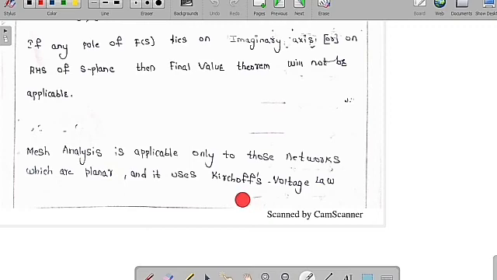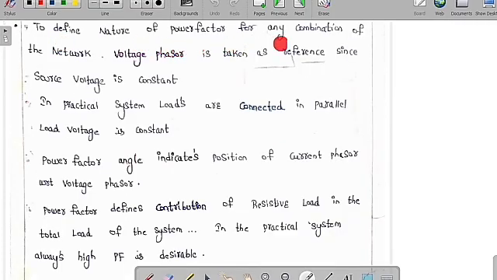So nodal analysis is applicable for both planar and non-planar networks. To define the nature of power factor for any combination of the network, the voltage phasor is taken as a reference since source voltage is always constant. Because the voltage phasor is the reference, we figure out the power factor from it.